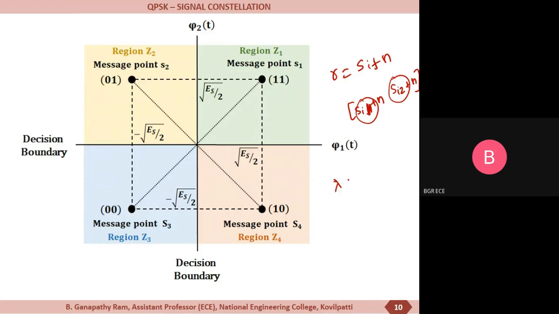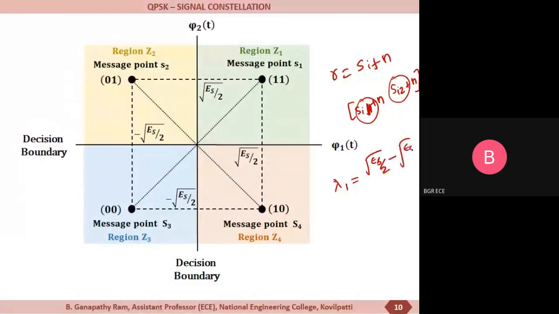So we can have the threshold on the x-axis, lambda 1, as the average value of square root of Es by 2 and minus square root of Es by 2, which is equal to 0. Similarly, lambda 2, the threshold for the y-axis, is also 0. So 0, 0 will be considered as the threshold, that is x equal to 0 and y equal to 0 are both considered as the decision boundary.